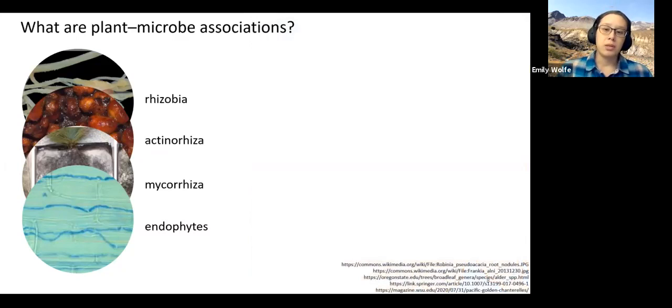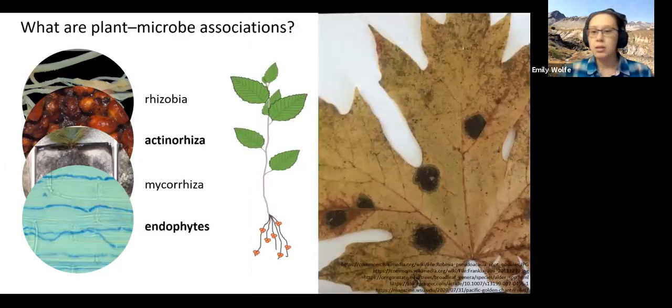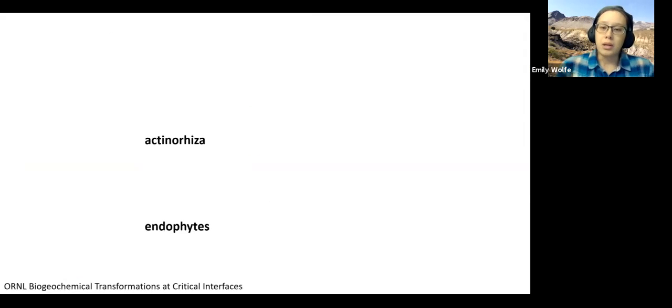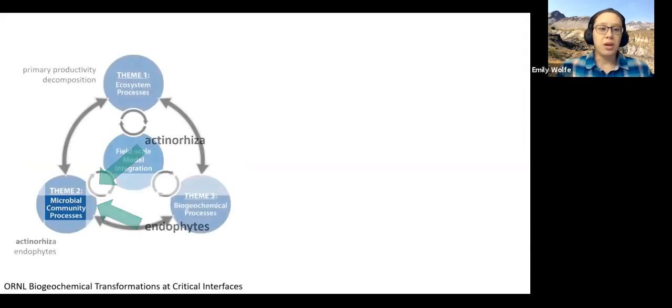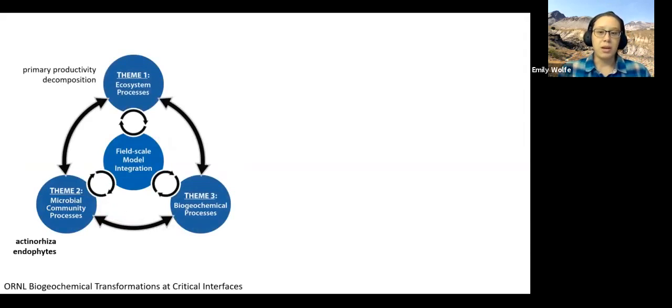So today we're mostly going to focus on just mycorrhizae and endophytes, and that just pertains to the research that I'm going to share. All right, so mycorrhizae and endophytes both contribute to microbial community processes. And I borrowed this diagram from Oak Ridge National Lab because I really think it ties together different components of ecosystem functioning really well. We can see here that our microbial community processes are just one part of this big interaction. And this includes our ecosystem processes like primary productivity and decomposition.